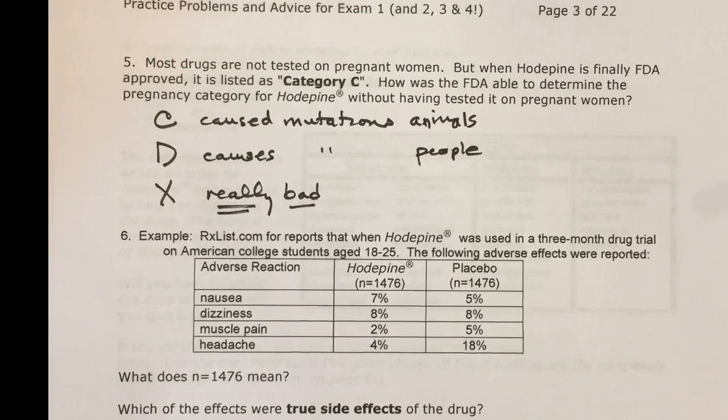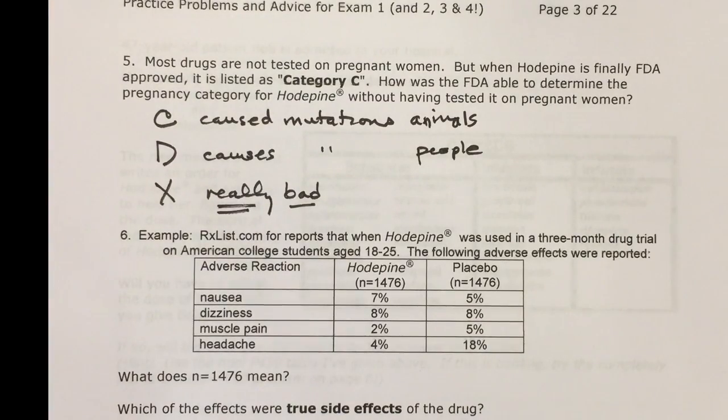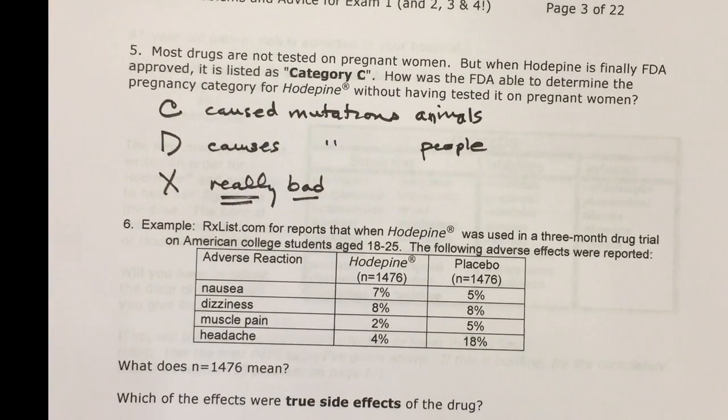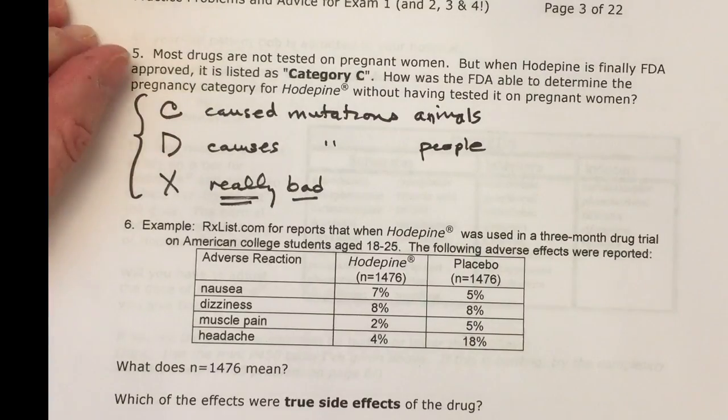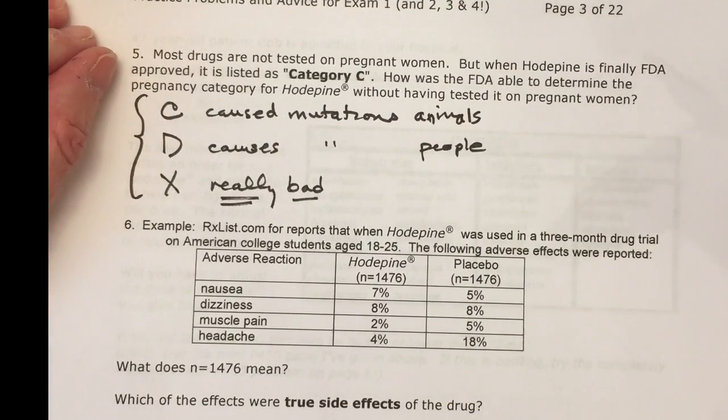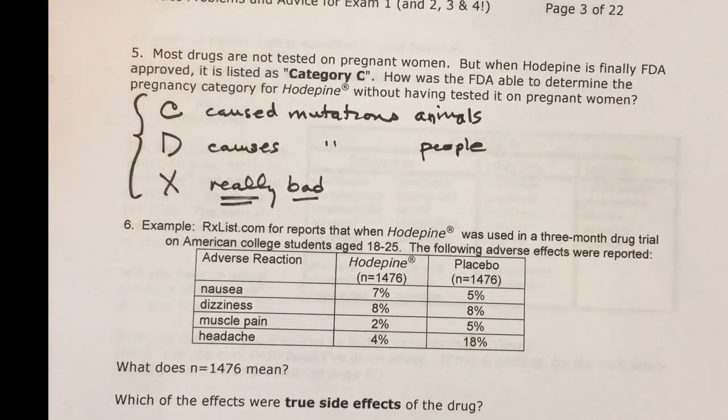The next question is about pregnancy categories. So it says here, when hodipine is FDA approved, it's listed as category C. How is the FDA able to determine the pregnancy category of hodipine without having tested it on pregnant women? Now, before I say anything else, I should say that this pregnancy category business, A, B, C, D, and X, is supposed to be going out of fashion because in, I think, 2014 or 15, the FDA came out and said, okay, we don't want category A, B, C, D, and X because it's too vague.